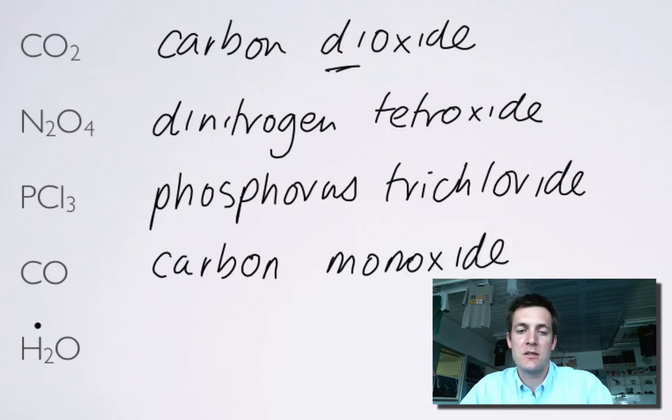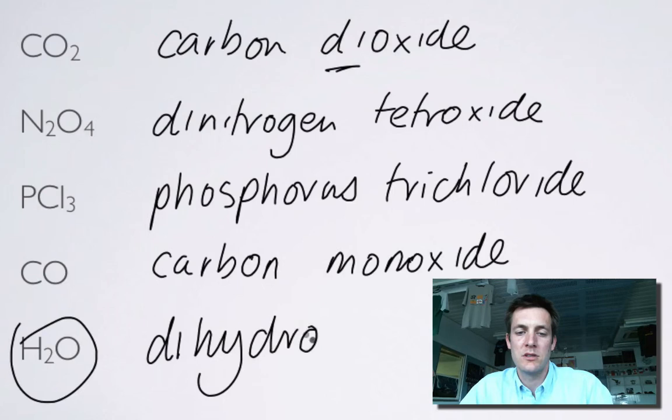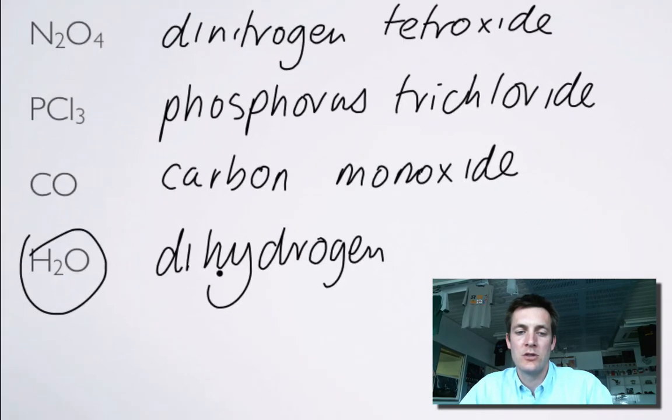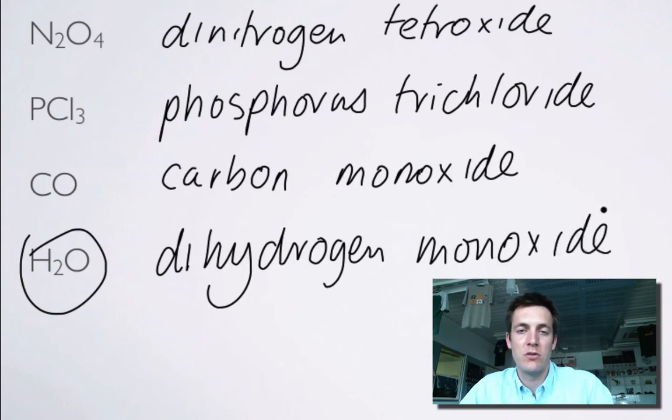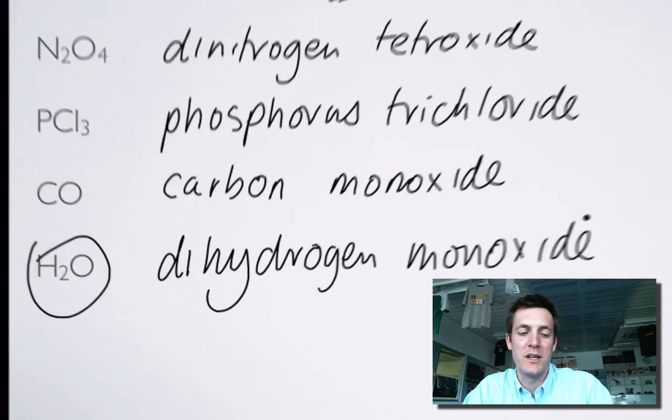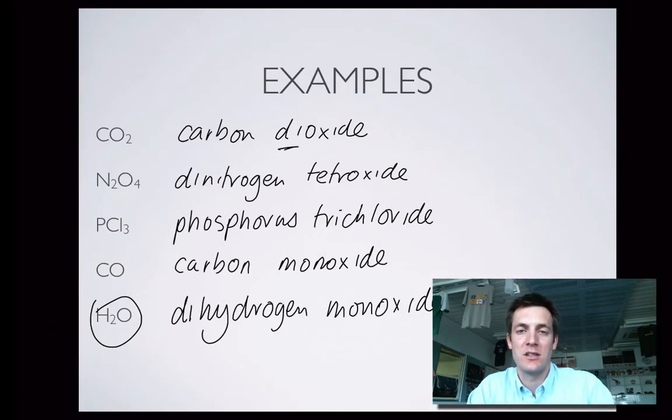And here's one that might be familiar to you. We could call this dihydrogen monoxide, because there's two hydrogen atoms joined to one oxygen. There's nothing wrong with calling it that. It's just that lots of people in everyday life wouldn't know what you were talking about. So we have a more common name for dihydrogen monoxide, and that's water.